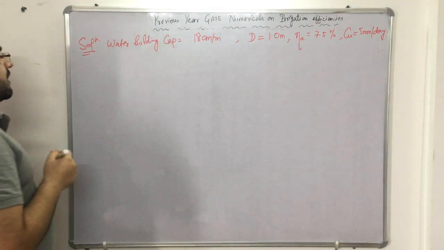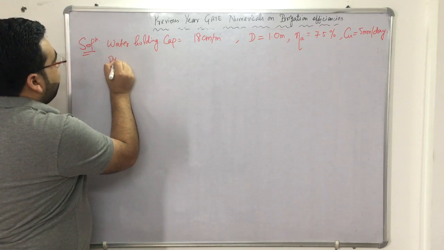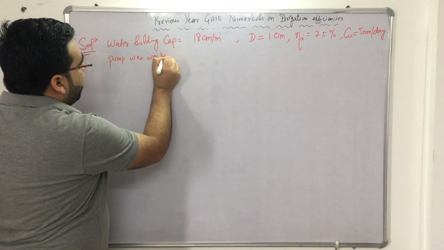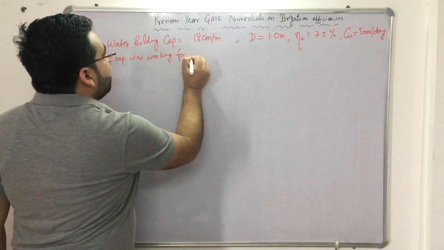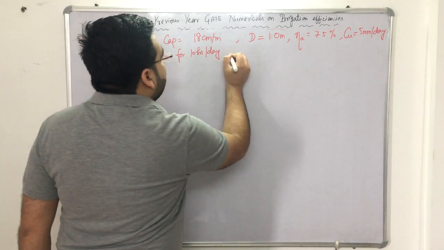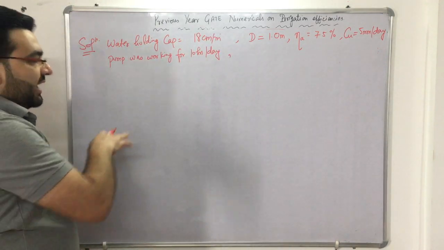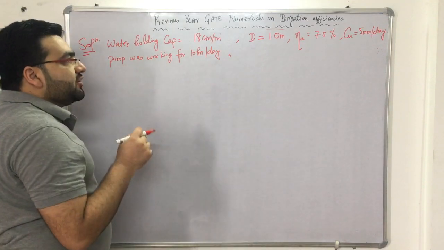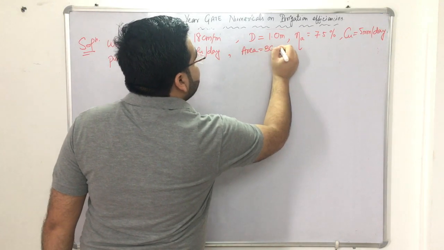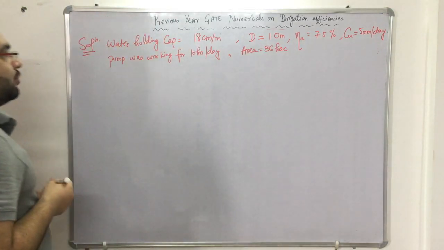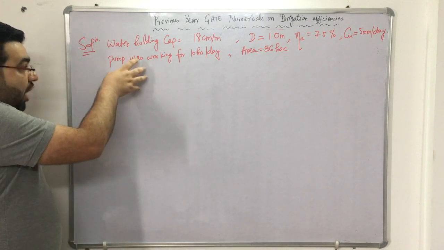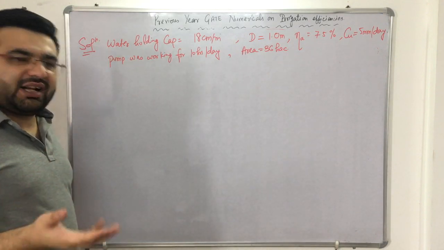So what else was given? The pump was working for 10 hours a day. And one more thing was given to us: the area in which this crop X has been sown is 36 hectares. We have to calculate the capacity of the irrigation system. Capacity means how much this pump should discharge the water.